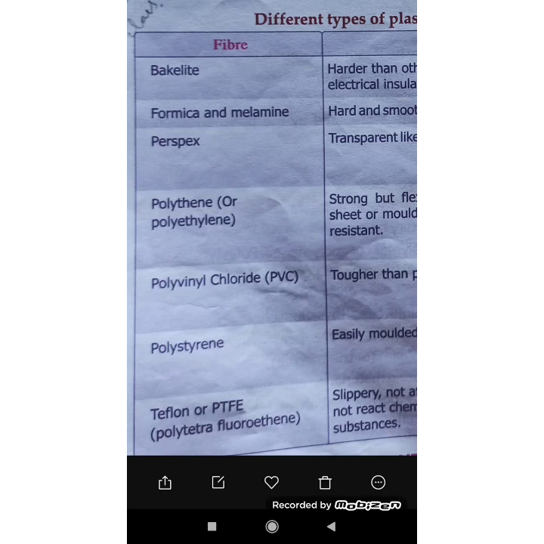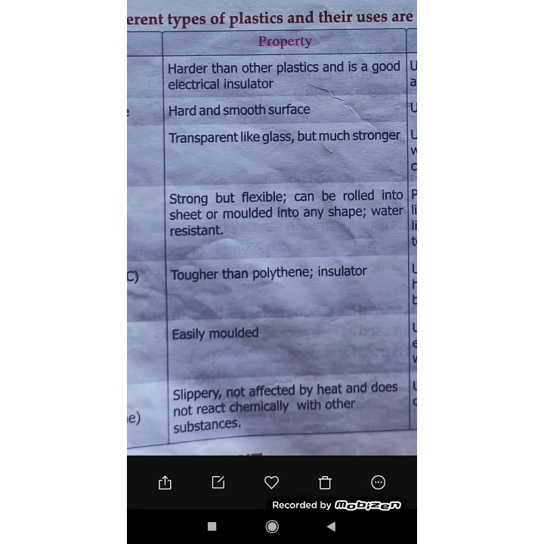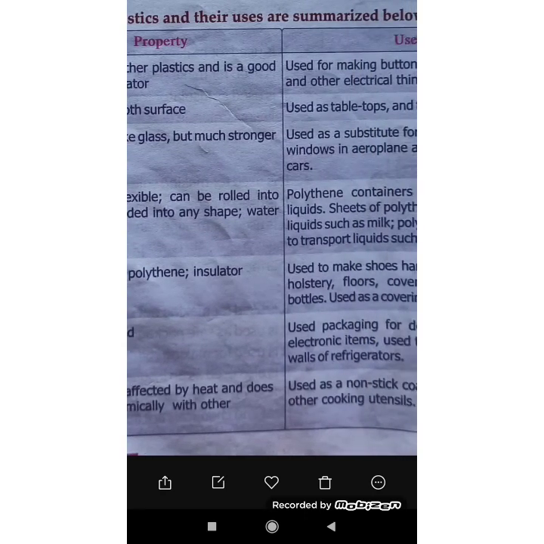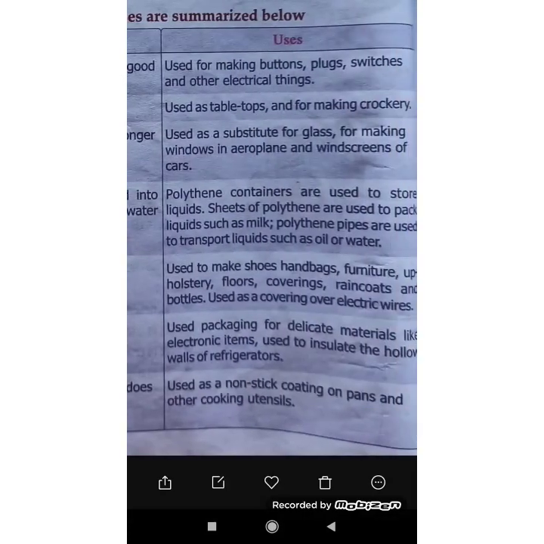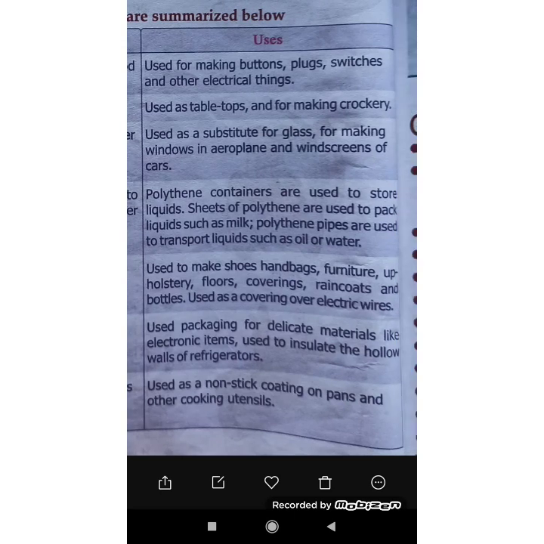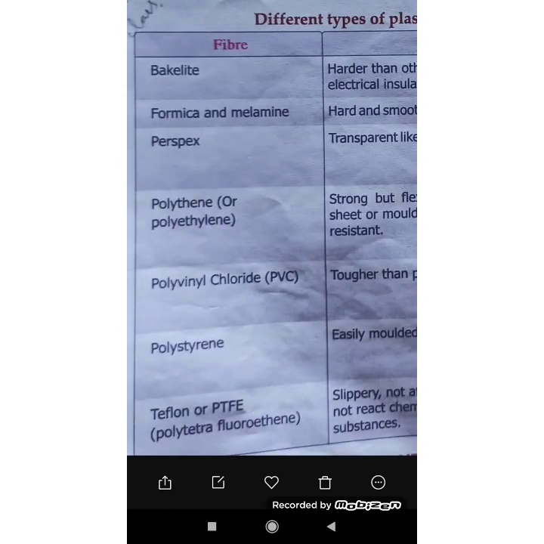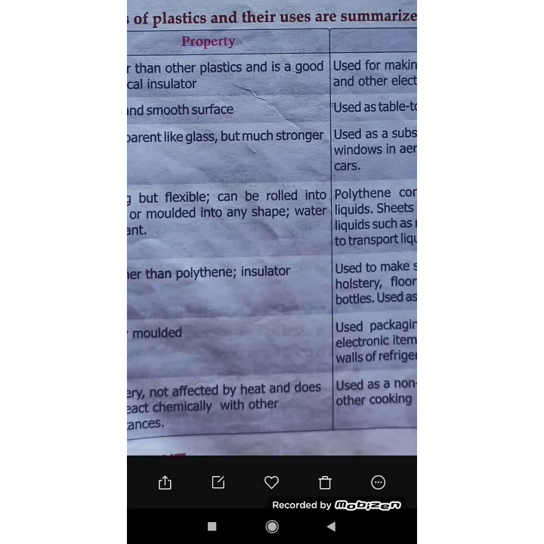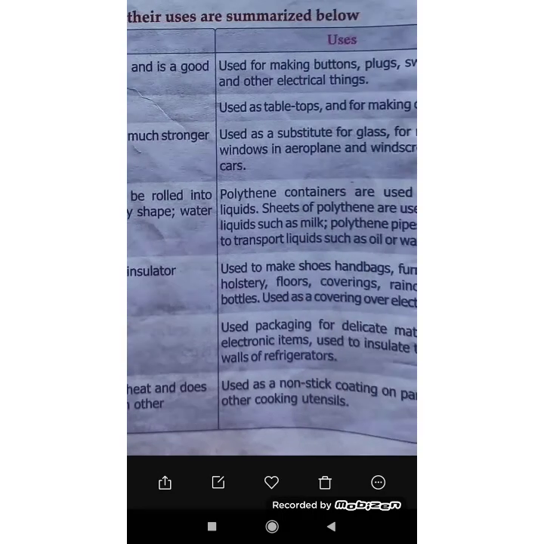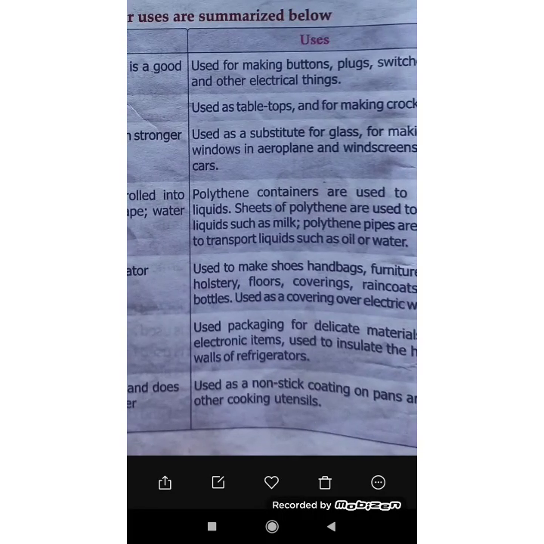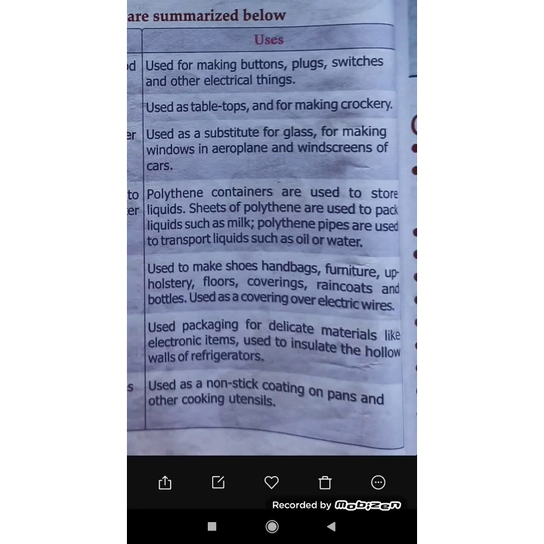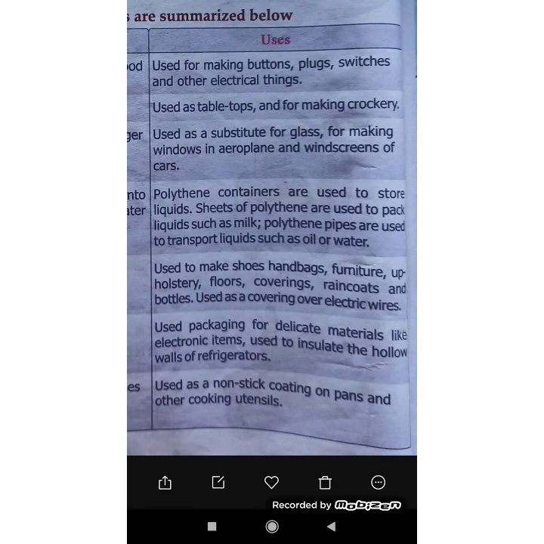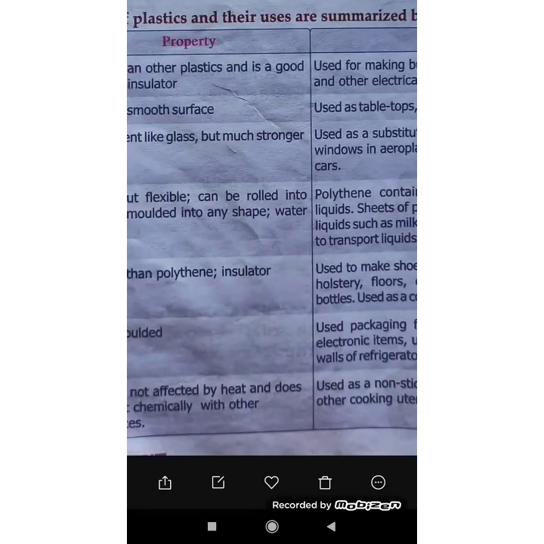Second one is formica and melamine. It has a hard and smooth surface. It is used as tabletops and for making crockery. Third one is perspex. It is transparent like glass but much stronger than glass. Used as a substitute for glass for making windows in airplanes and windscreens of cars.